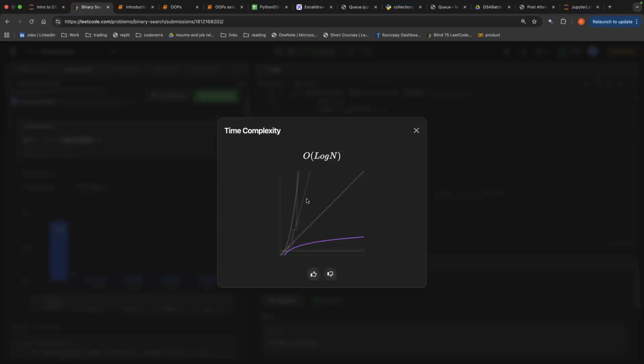Now, if you are a free user, then you cannot use this many times. Only I think one time they will allow you to use it in one day. But here I'm showing you this is O of log n. Did you guys understand?